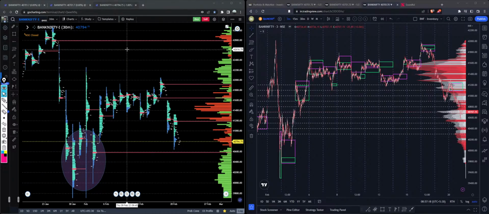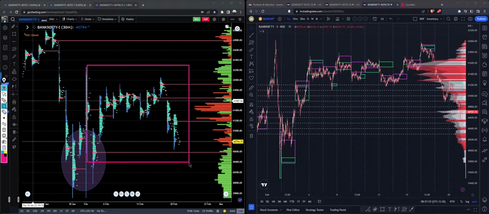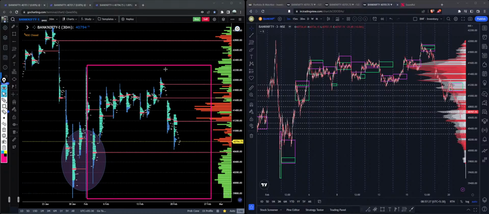What I'm trying to showcase is that overall we are trading in a bigger balance. What I mean by bigger balance is this is the entire zone which we are trading in. This is from the first of February. So that's to start with the context first.